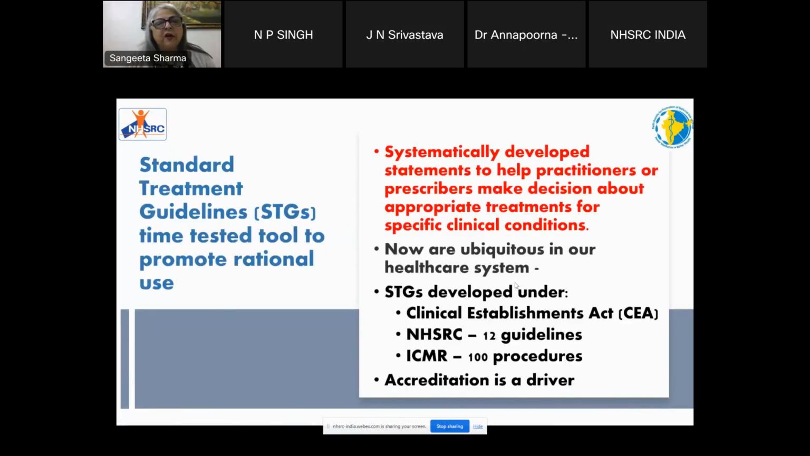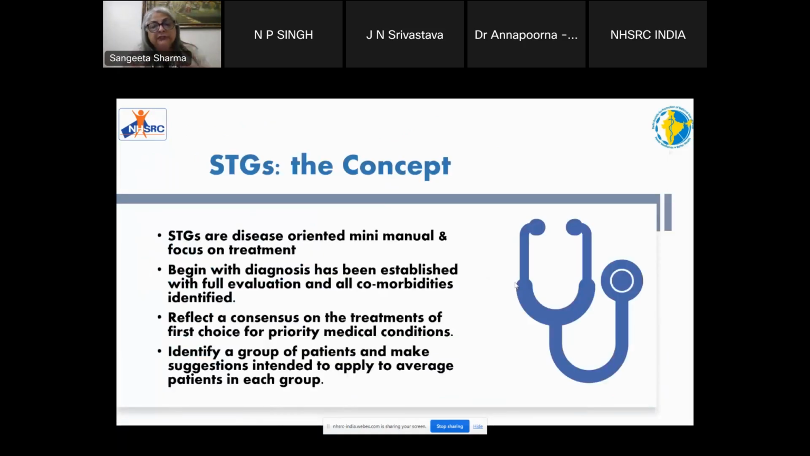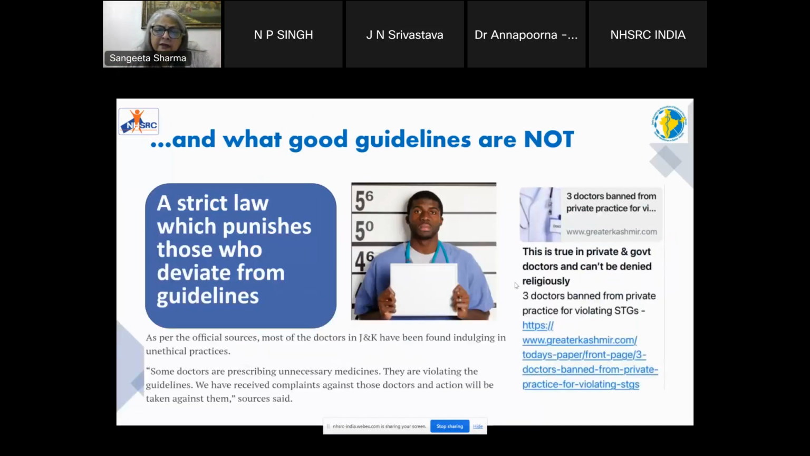So, I think the answer to many of these things that I had been saying, children, elderly, the pharmacokinetics and pharmacodynamics, the inappropriate use, all these things are taken care of in the standard treatment guidelines. These are disease oriented manuals. They focus on the treatment part, but the STG will help you if you have made a diagnosis, because then for the further treatment, you need not worry about all these factors that I had been talking about. But if the diagnosis is correct, the outcomes will also be better, and it reflects a good consensus.